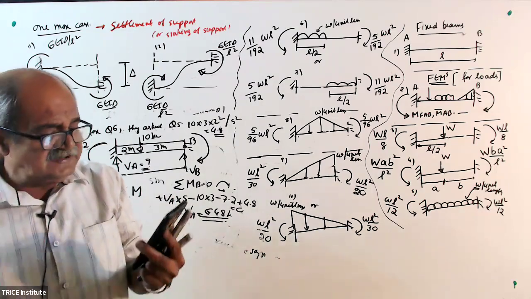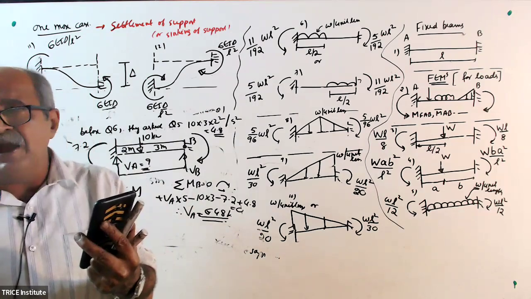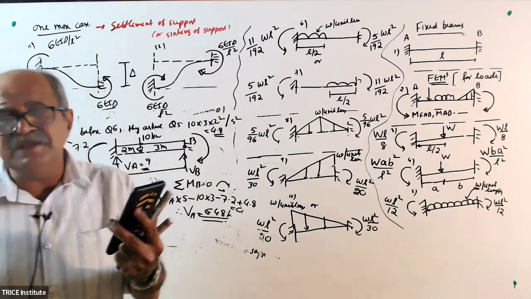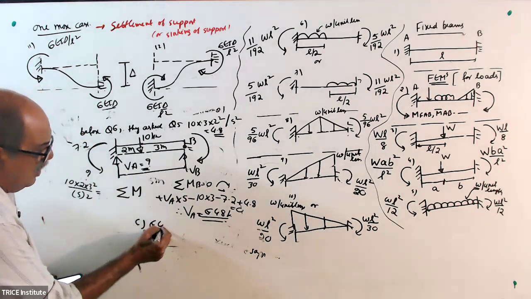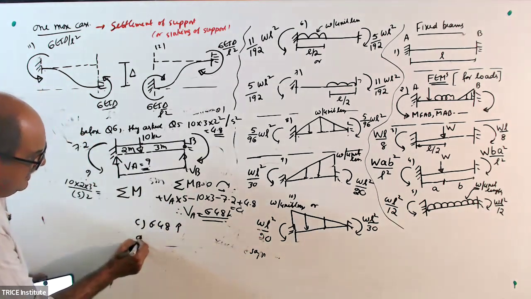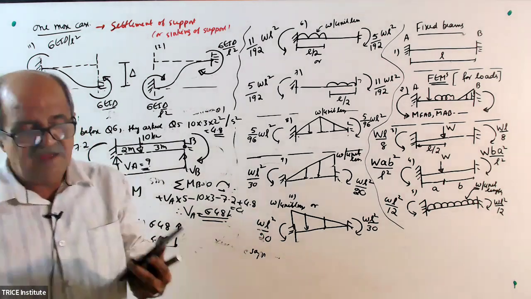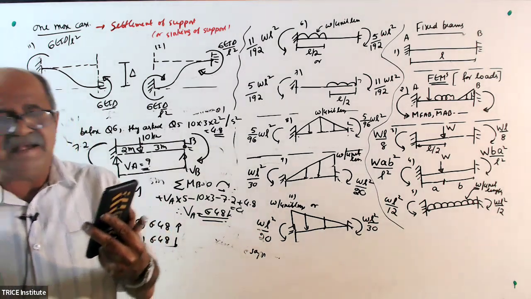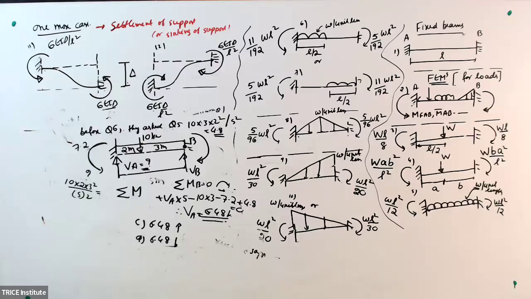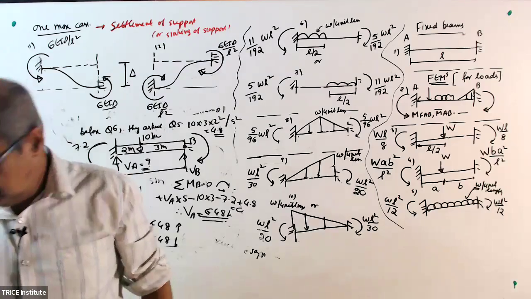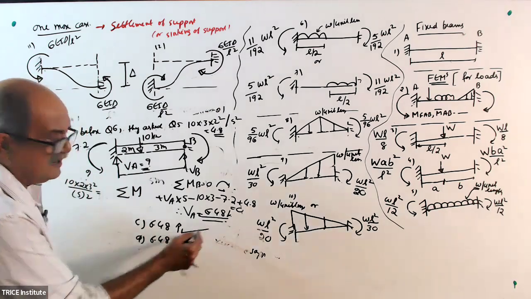6.48. Options are A is 5.52 up, B is 5.52 down, C is 6.48 up, D is 6.48 down. Tell me the correct answer. Is 6.48 up correct or 6.48 down correct? What is the correct answer? 6.48 up is the answer.